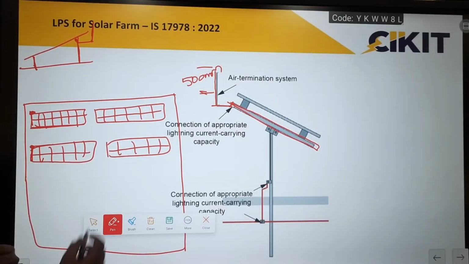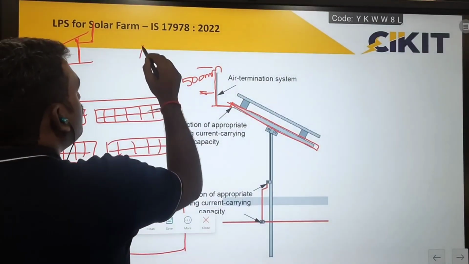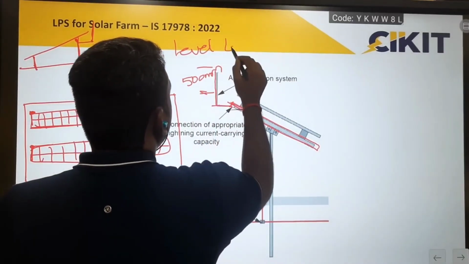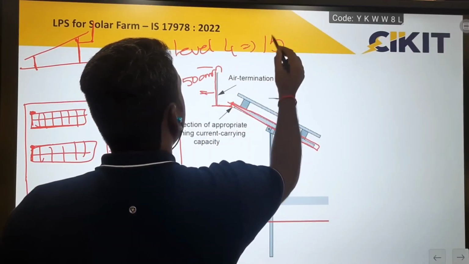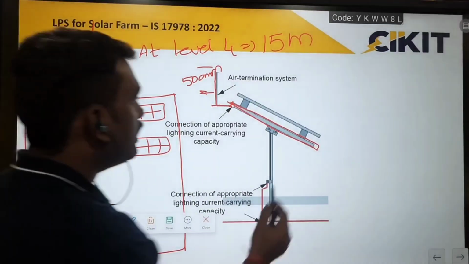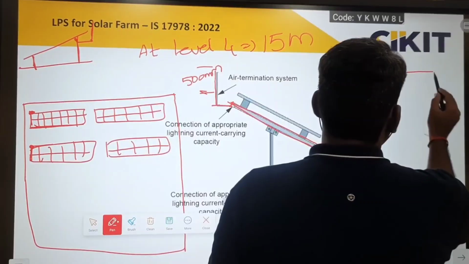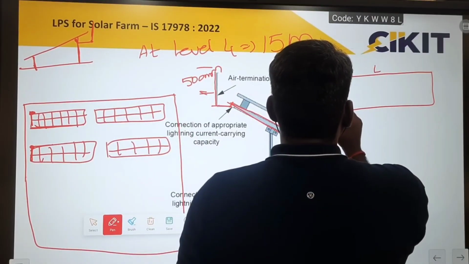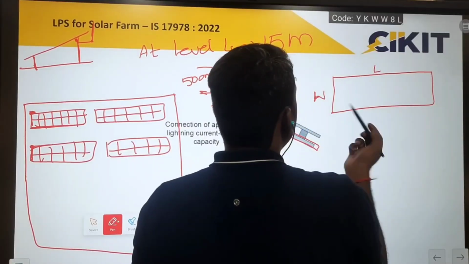So as per the calculation, at level 4, the maximum distance can be only 15 meters. So if you consider this as a rectangle, in a rectangle there will be two sides. One is length, another one is width. So here the maximum distance is 50 meters.